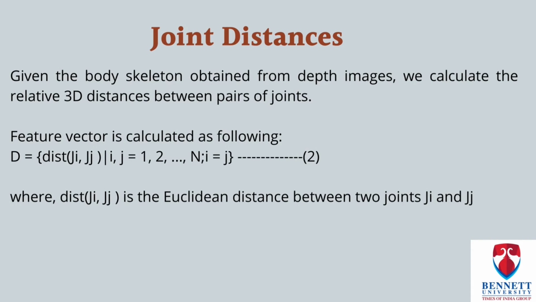Joint distances. Given the body skeleton obtained from depth images, we calculate the relative 3D distances between pairs of joints. Such features were successfully used to model human body for action recognition. We calculate the feature vector as T = distance(j_i, j_j), i, j = 1 to n, where distance(j_i, j_j) is the Euclidean distance between the two points j_i and j_j.